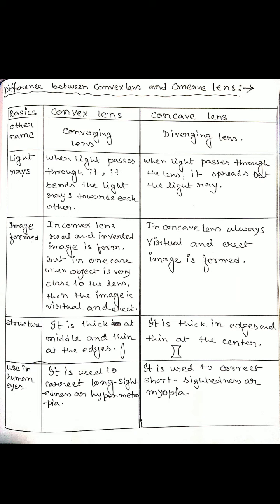So today's class is all about the image formed by a convex lens and a concave lens, the nature, size and position, then the applications of concave and convex lenses, and the differences between them.